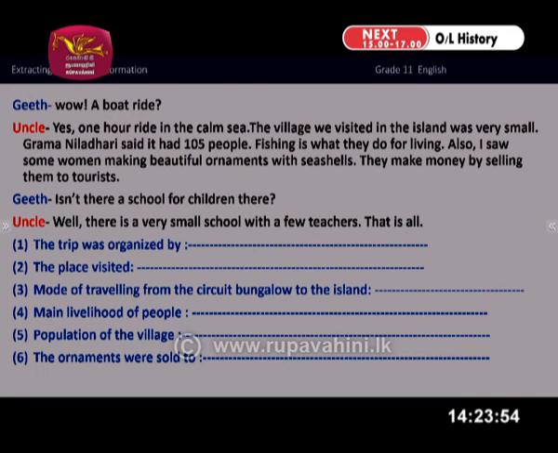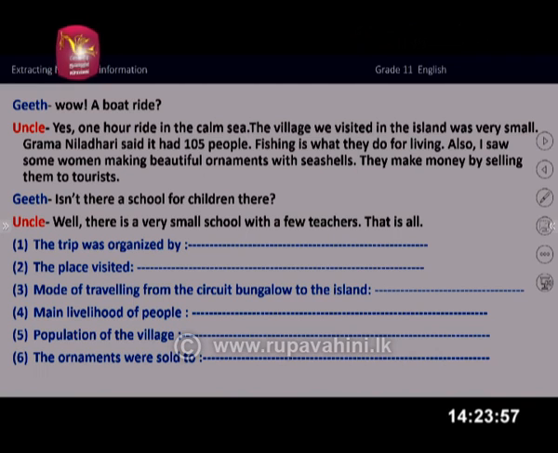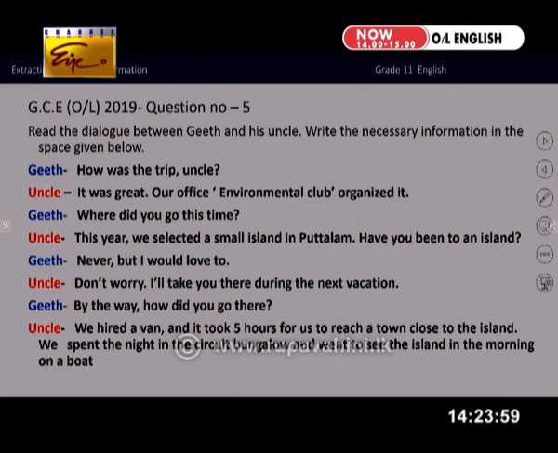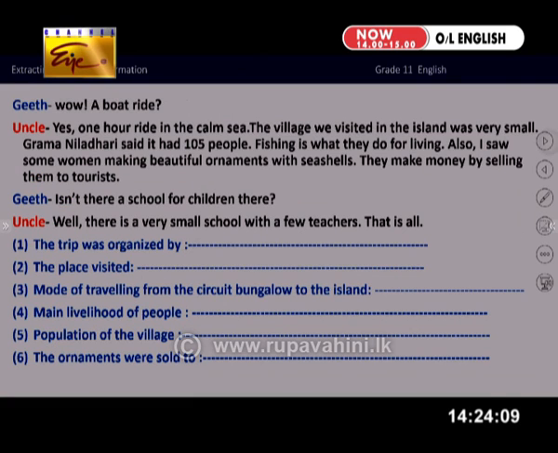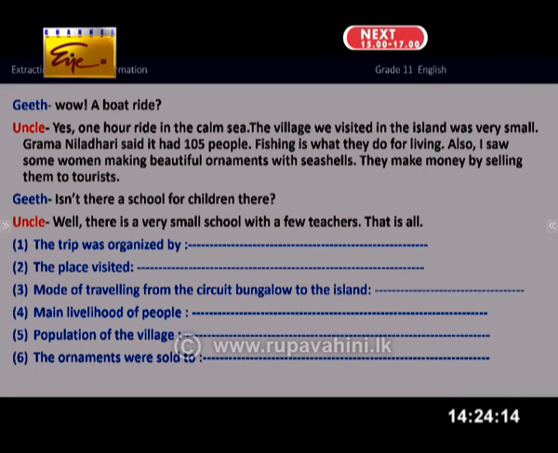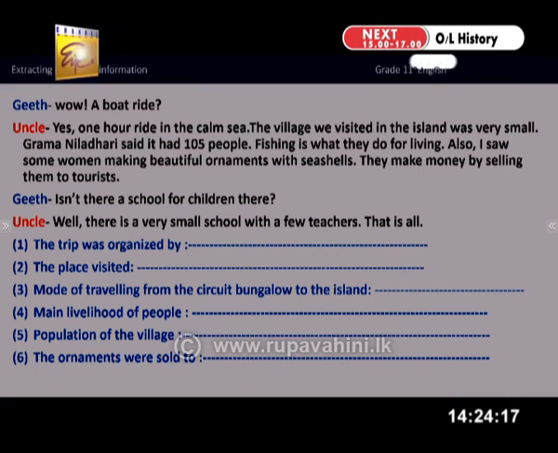I'll help you to see the previous slide. The trip was organized by... Yes? Hope you got the answer. Right. Then the next question. The place visited. And the third one. The mode of travelling from the circuit bungalow to the island. Then the fourth one, main livelihood of people.